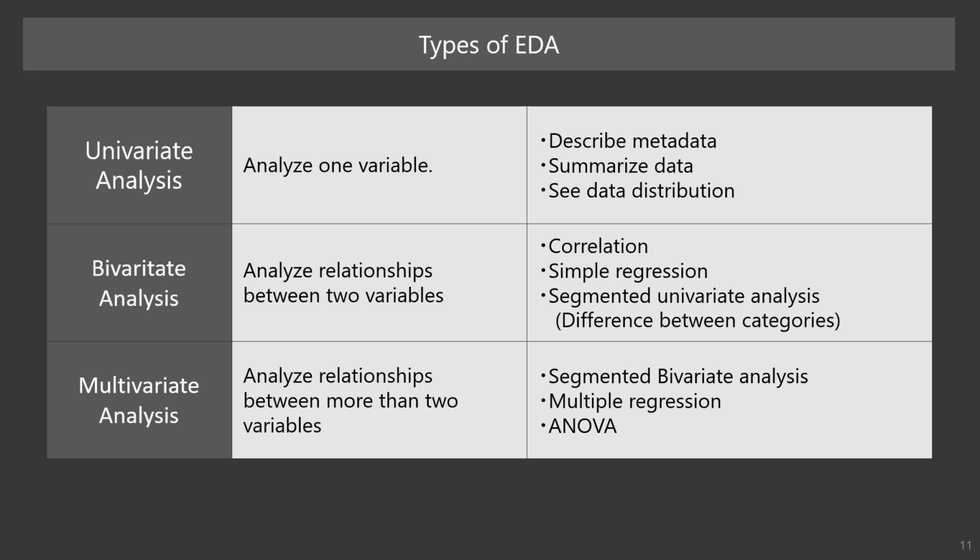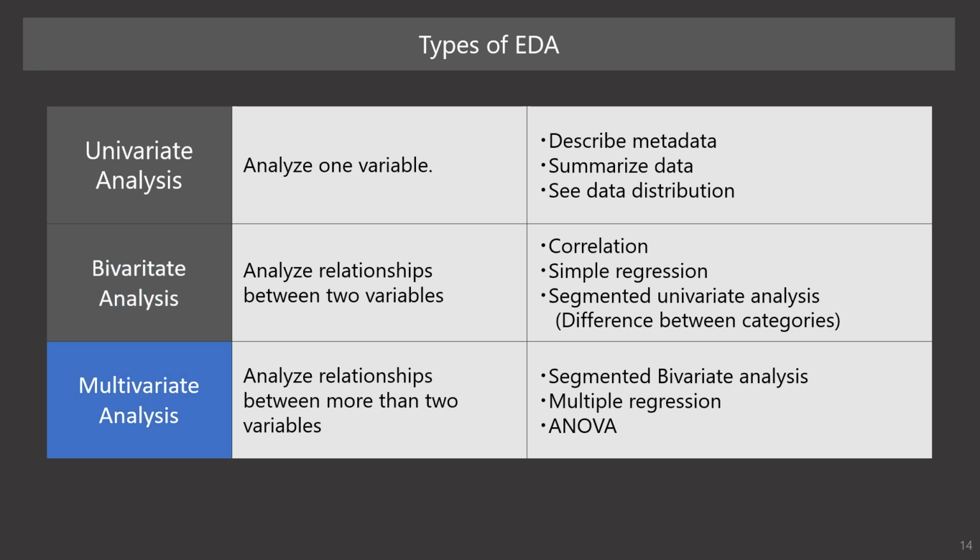Based on the number of variables included, EDA can be classified into univariate analysis, bivariate analysis, and multivariate analysis. Each type of analysis includes non-graphical and graphical analysis. Non-graphical analysis mainly uses descriptive statistics. Graphical analysis uses data visualization methods. In univariate analysis, we analyze just one variable. As a univariate analysis, we describe the metadata, summarize data, and see the data distribution. In bivariate analysis, we analyze the relationship between two variables. When both of the two variables are numerical, we can do correlation and simple regression analysis. When either or both of the variables are categorical, we can see the difference between categories. This analysis is called segmented univariate analysis.